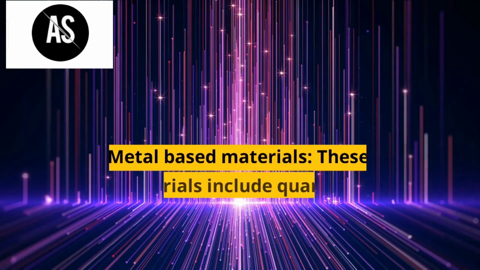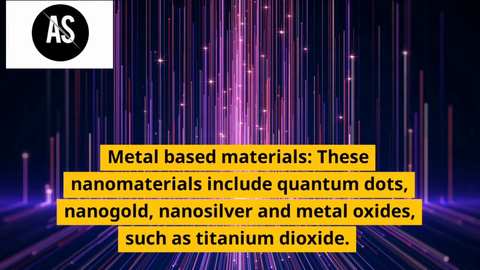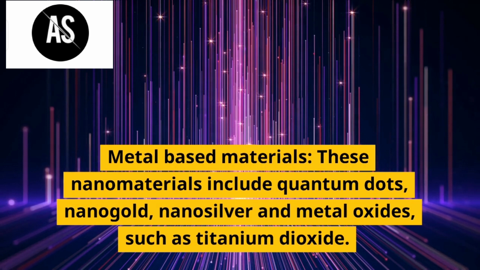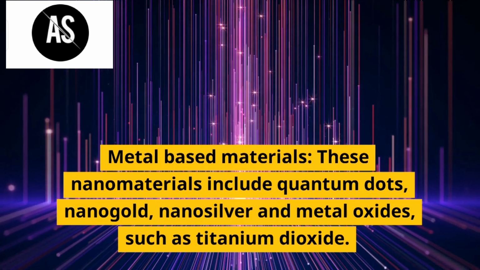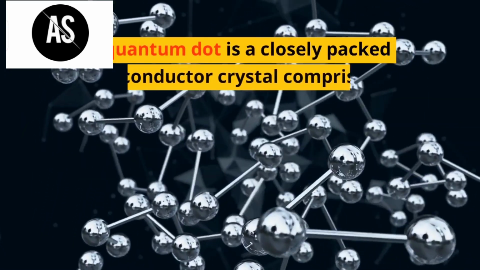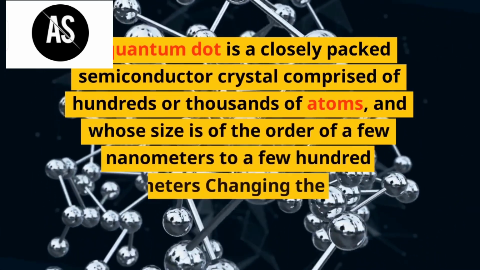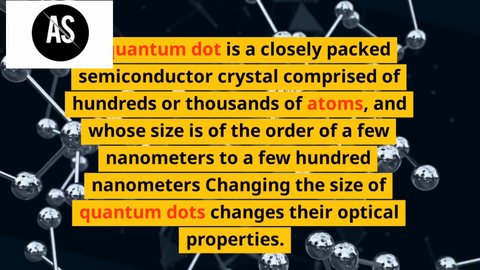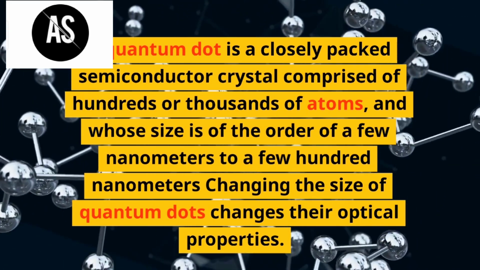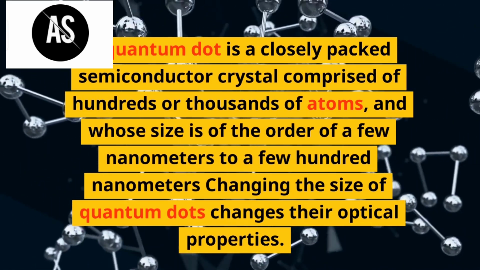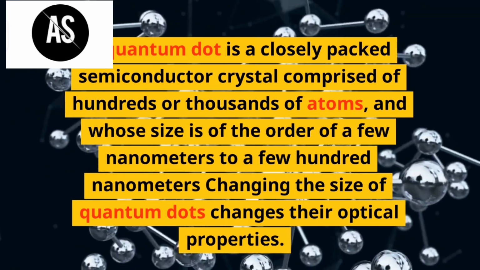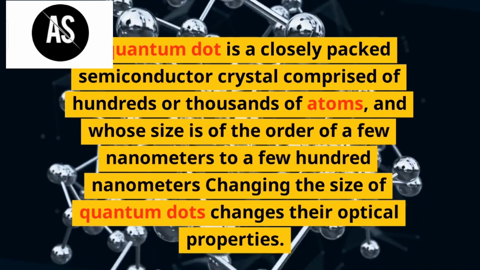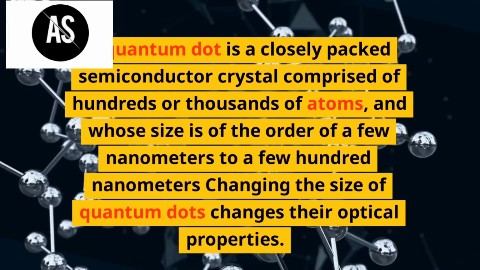Now, we are going to study the metal-based materials. These nanomaterials include quantum dots, nanogold, nanosilver, and metal oxides such as titanium dioxide. Quantum dot is a closely packed semiconductor crystal comprised of hundreds or thousands of atoms and whose size is on the order of a few nanometers to a few hundred nanometers. Changing the size of the quantum dot changes its optical properties.